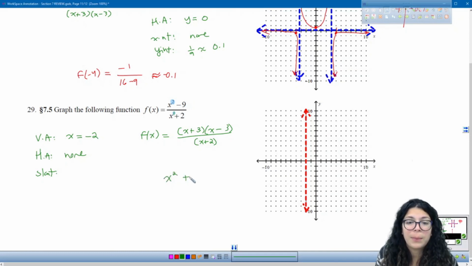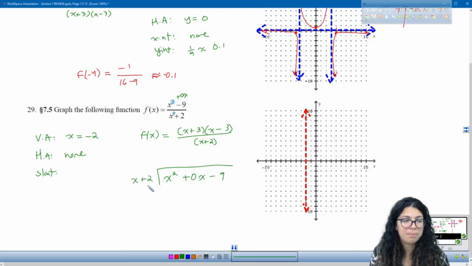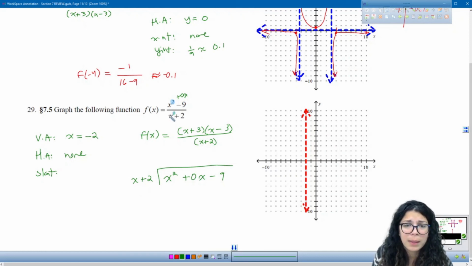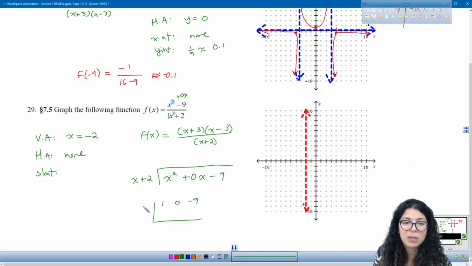Remember you have to put any 0 for placeholders, so there is no linear term here, so I need to put a 0x. And we are dividing by x plus 2. Actually, this is dividing by something that we could use synthetic division for, because the coefficient is 1 and the power is 1. So we could actually just use synthetic. 1, 0, negative 9 are my coefficients. The 0 would be negative 2.